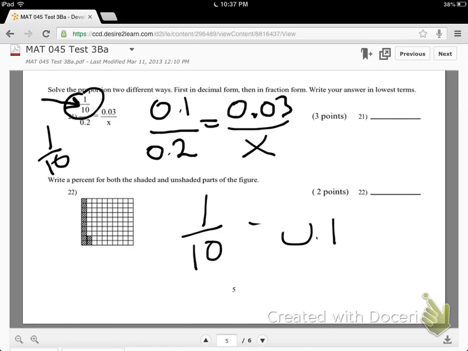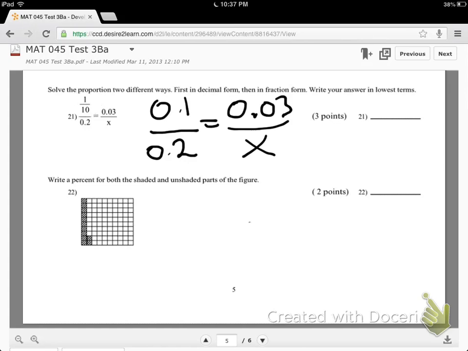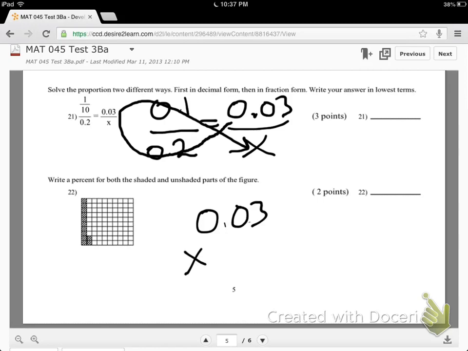Okay, there. So remember this cross multiplication, or do the fish technique. So this is you doing this. What is 0.03 times 0.2? Then divide it by 0.1 will give you the answer. Well, 0.03 times 0.2 equals 0.006. Put it in your calculators and check.